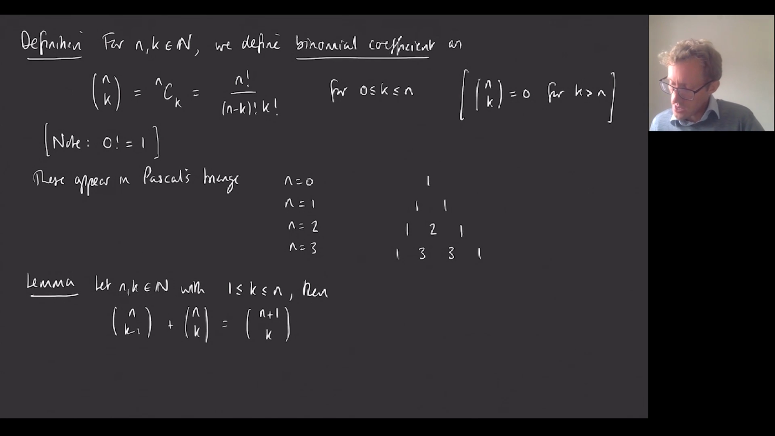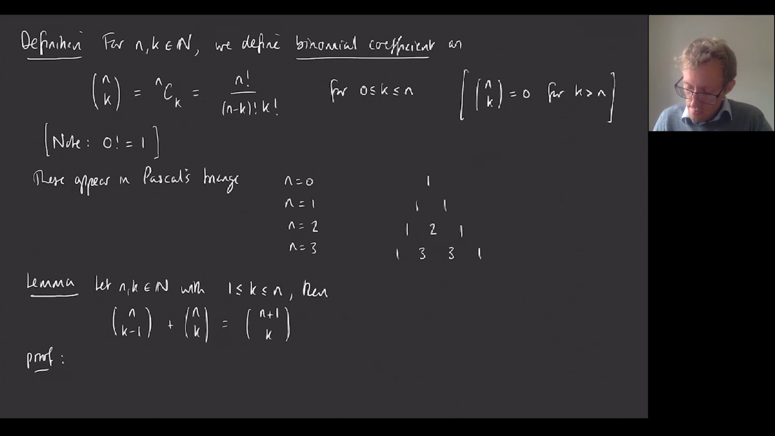And so hopefully you can see that this is a statement of the fact that the two entries in Pascal's triangle sum up to give the entry that's on the next line. I've not written this k minus 1 very well, so let me just rewrite that, k minus 1. Okay, this is really easy to prove. It's just a case of plugging in the definitions.